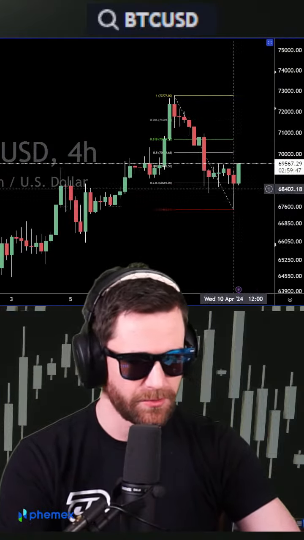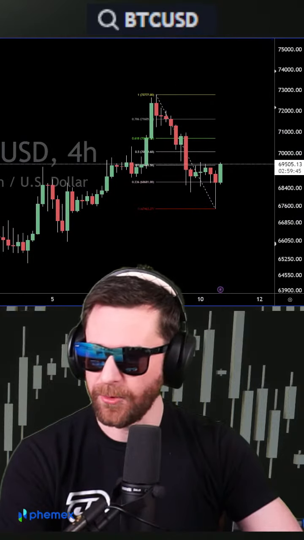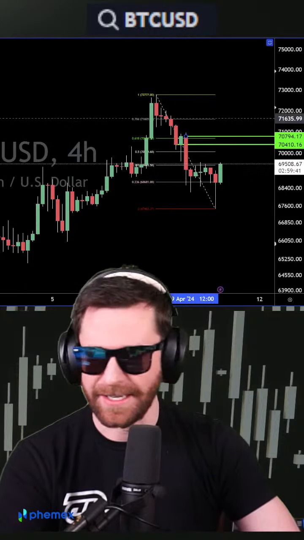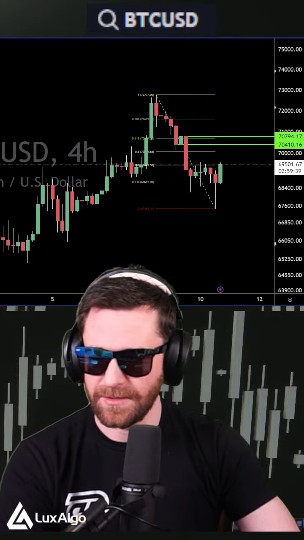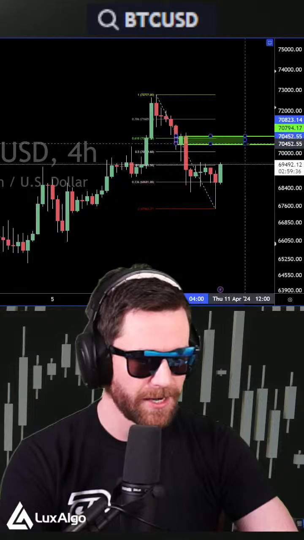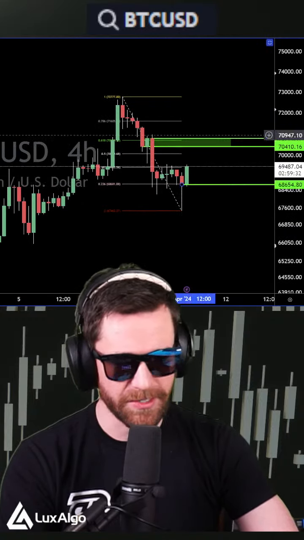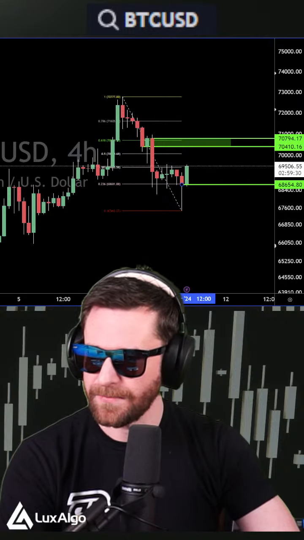What do we got? 3 hours on the 4. Cool. Cool, cool. We got an order block on the 4 hour right here. Let's mark this on our chart. I like it. It's right at the 618. That's a little bit of confluence. Not quite ready to say that's where we're going, but I'm pretty close.